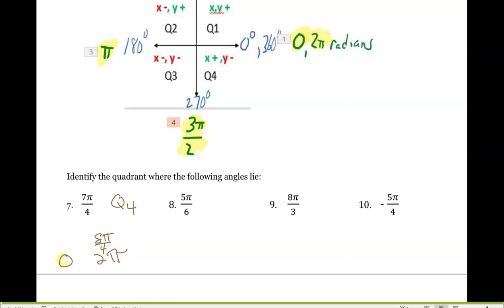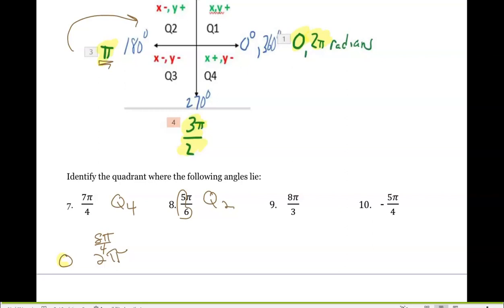Okay, 5 pi over 6. Look at this fraction, 5/6 of pi. If pi is right here, then 5/6 is a little bit less. So that's in quadrant 2.